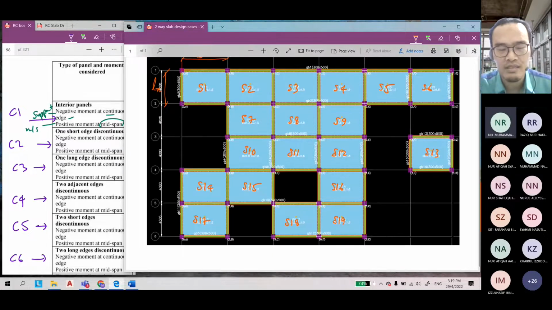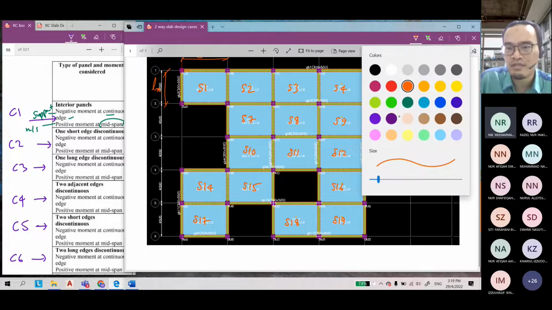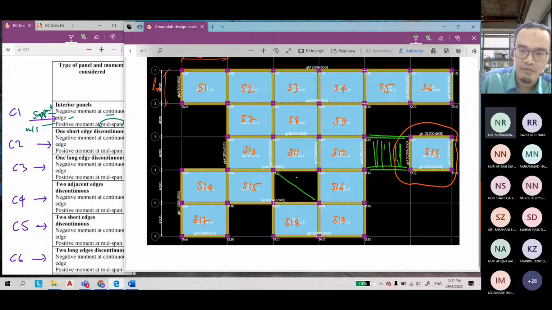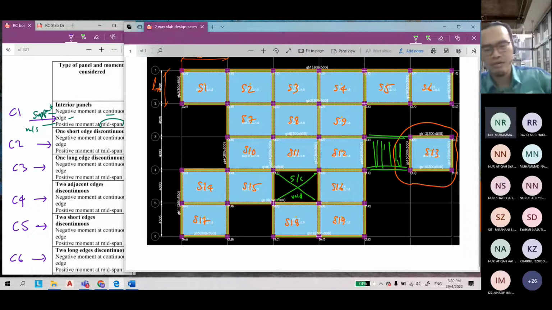You can see the purple color is the column, the yellow to green is the beam, and the light blue is the slab. Just imagine that this part of the building is isolated, with no beams. Maybe it is connected later by steel trusses or a steel bridge, and the concrete is only there. And this is the void, maybe for a staircase. It means nothing, no slab panel here.